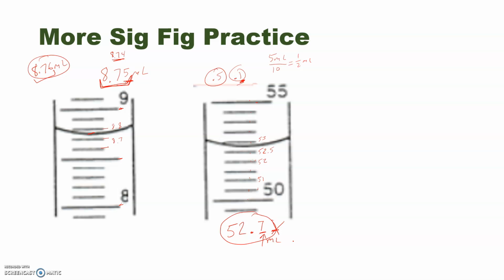So that one's a little bit tricky because it only goes to the half of a milliliter. You still have to estimate to the tenth because a tenth is a finer measurement than a half. You have to know to the tenth to be able to estimate to the hundredth.